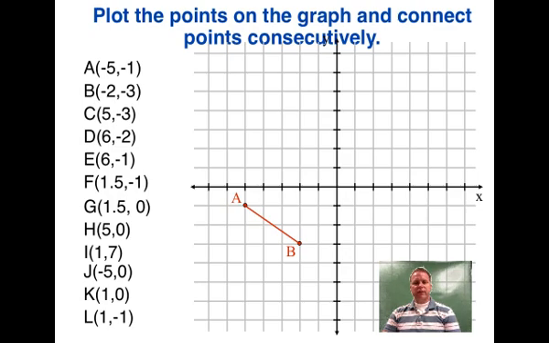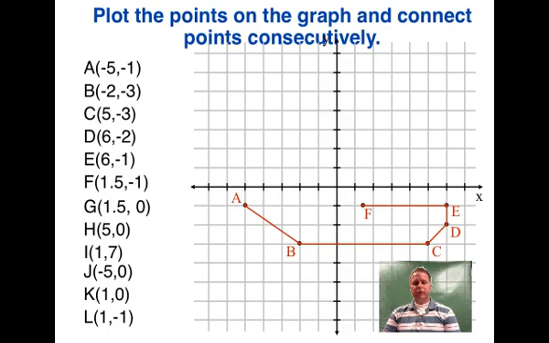For C, 5, -3. Okay, I want it to be positive, so that's going to be to the right, and then down 3. For D, we have 6, -2, so that means right 6, down 2. For E, right 6, down 1. For F, 1.5 to the right and then down 1. It's okay to go 1.5, that doesn't matter, you just end up in the middle.